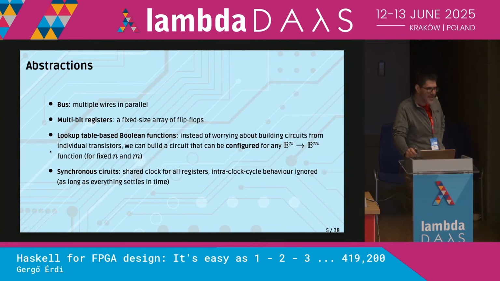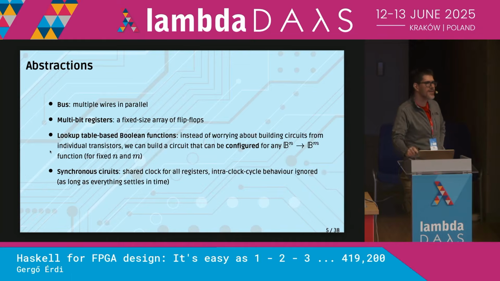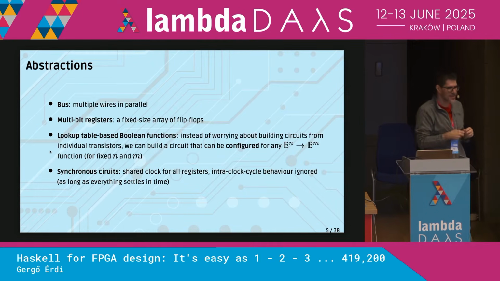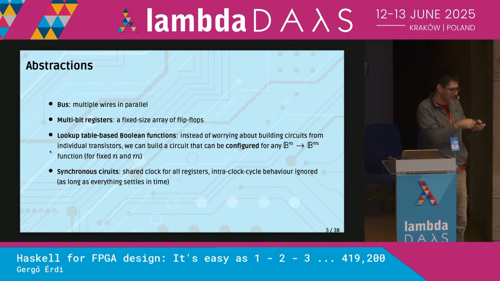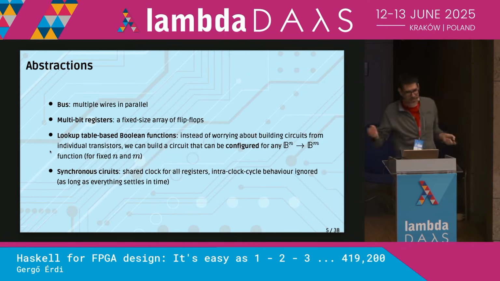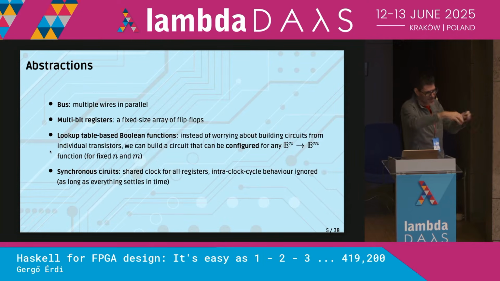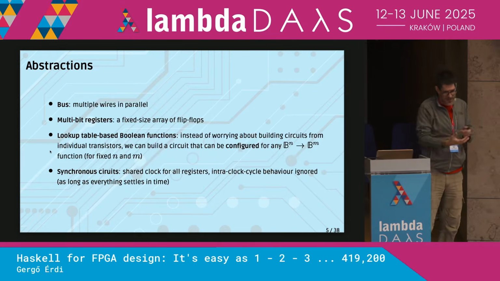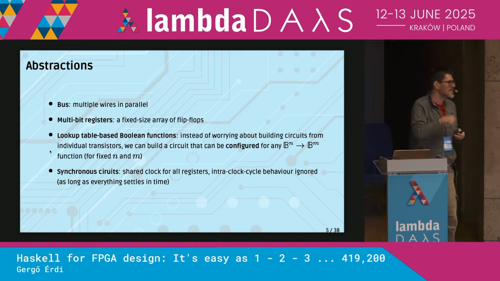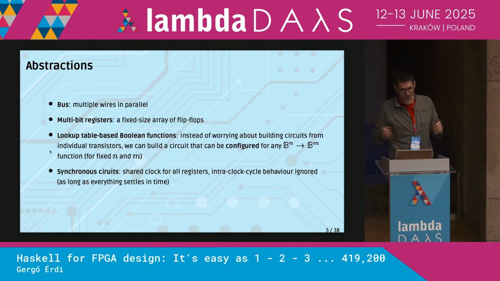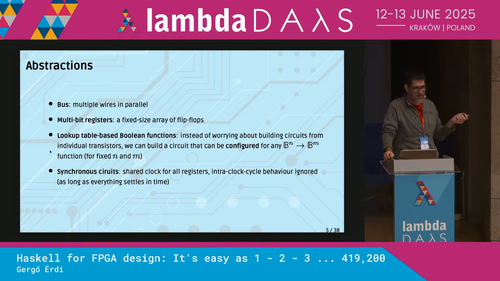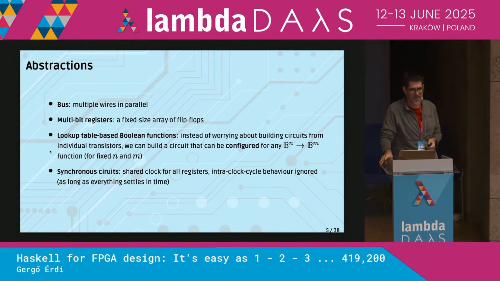So we're going to make some abstractions because it would be quite cumbersome to design everything at this super lowest level. We as humans don't want to be wiring together individual NAND gates. So we're going to abstract over wire width. If you have parallel wires, we will think of them as a single wire of multiple bits. Similarly, instead of storing single bits in registers, we're going to have a whole array of registers and have multi-bit registers. And for the Boolean functions themselves, instead of wiring together individual NAND gates, we're going to use lookup tables.